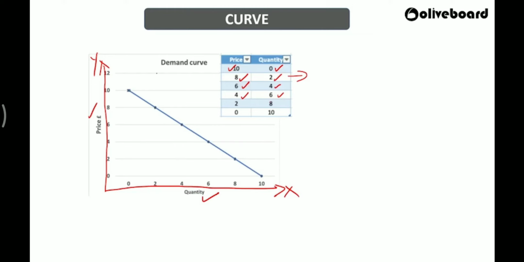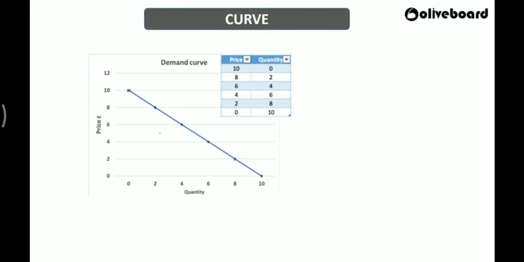Yes, obviously. Now if I plot that in the graph, when the price is 10, quantity demanded is 0. When the price is 8, quantity demanded is 2. When the price is 6, quantity demanded is 4. When the price is 4, quantity demanded is 6. When the price is 2, quantity demanded is 8. Now if I want to join all the points here, I have to draw a line. Yes or no? Just a minute, guys. So I draw the x-axis and y-axis here.